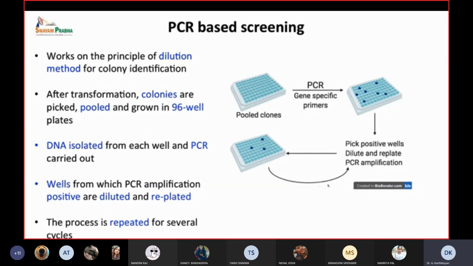And so you can repeat this kind of dilution and PCR several times till you are very sure that you have the PCR coming up from a single colony in each of these wells. Then you sequence them and recreate the entire genomic sequence of that region. So this PCR-based screening can also be automated and done much more quickly.